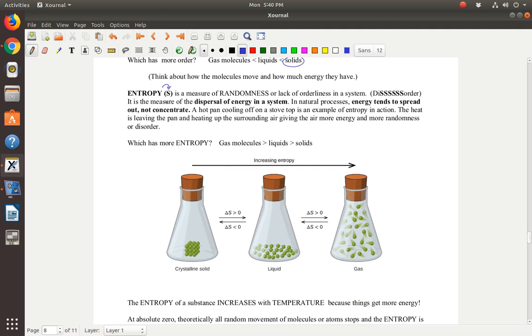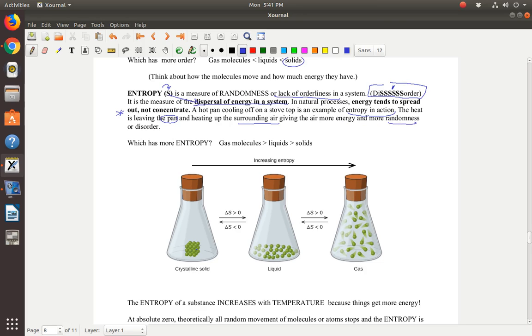Entropy, and we use the letter S for entropy, and I like to write disorder to help us remember that the letter S stands for entropy, a measure of randomness or lack of orderliness in a system. Disorder. It is a measure of the dispersal of energy in a system. That's important. That's kind of an update for this year. A dispersal of energy in a system. In natural processes, energy tends to spread out, not concentrate. A hot pan cooling off on a stove is an example of entropy in action. The heat is leaving the pan and heating up the surrounding air, giving the air more energy and more randomness. So it's increasing the disorder of the surrounding system by giving it more heat energy, more vibration.